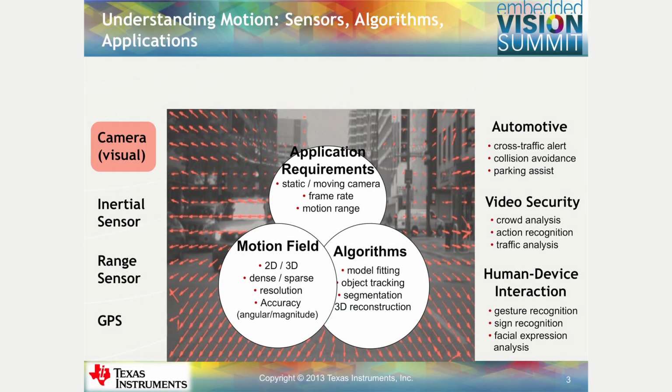In video security, we can observe a scene and infer what people are doing, maybe as a crowd behavior, or we can analyze the traffic in a given scene, such as in a retail environment, or such as a road intersection. And for human-device interaction, you already know the famous examples of Kinect and the like that are all based on motion, on gestures. And there are many other applications out there that extract and analyze information about human face expressions, which are all motion-based, including hands and limbs and other moving parts.